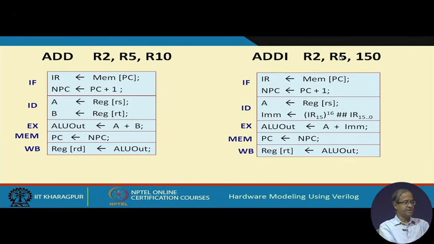A equals reg RS, this is RS, and the immediate data is 150. So, in IMM this 150 gets sign extended and you store it in IMM. In EX, you add A and IMM. So, R5 and 150 get added. MEM is the same, NPC goes to PC, and WB is similar, but instead of RD here it goes to RT, because in this instruction format only two registers are specified, RS and RT.